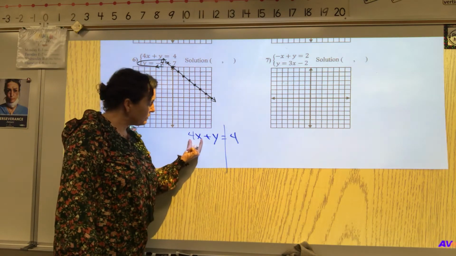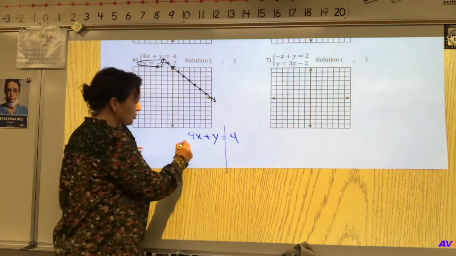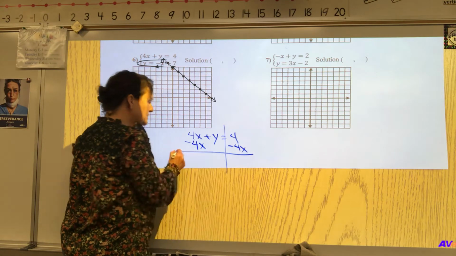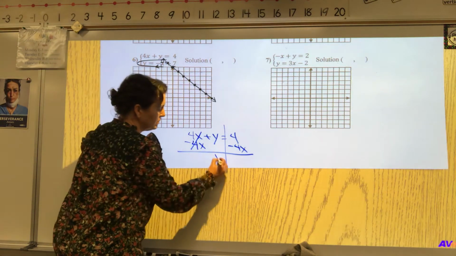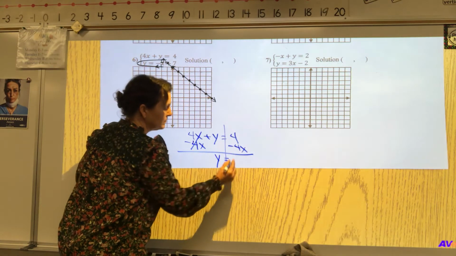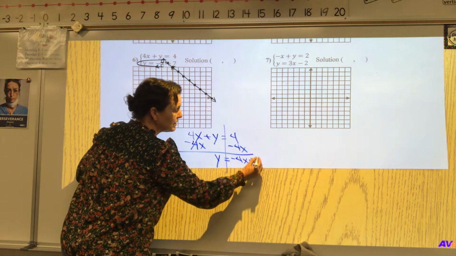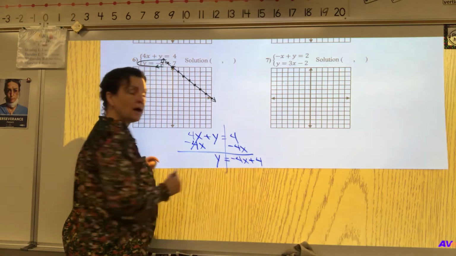So 4x literally needs to jump over this barrier. The way we do that is we do the opposite. Opuesto. The opposite of positive is a negative. Those cancel. Now we have y equals, and then we need to rewrite this. The x always goes first, and that whole number goes last. Since I didn't see a negative on it, I know that it's a positive.